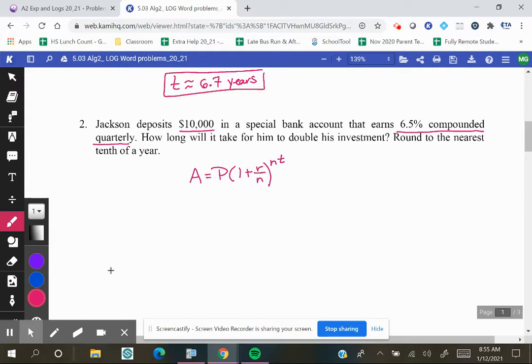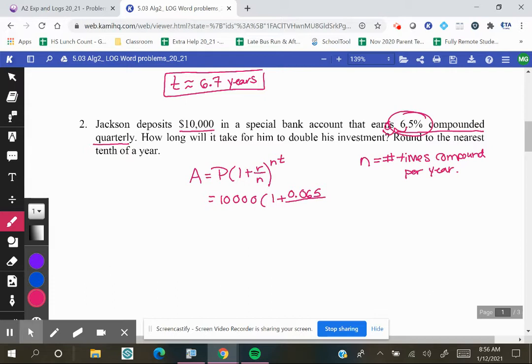How long will it take for him to double his investment? Round to the nearest tenth of a year. All right, so again, our principal amount is our initial amount that we invested. And I'm going to substitute that in. My rate, I can't just put in the percent, so I need to move the decimal to the left. So I have 0.065. Now, n represents the number of times that you compound per year.